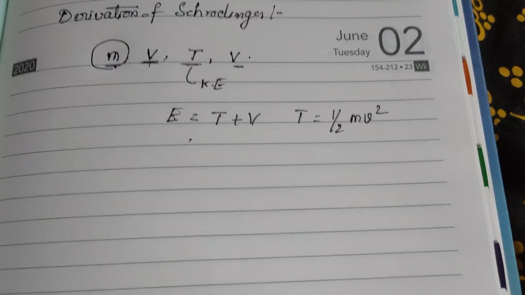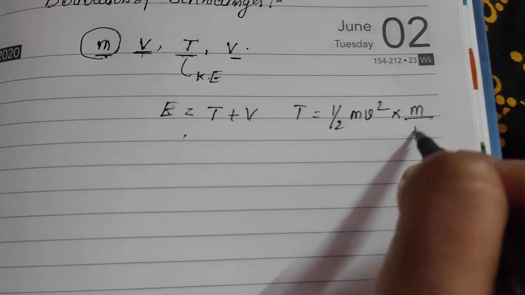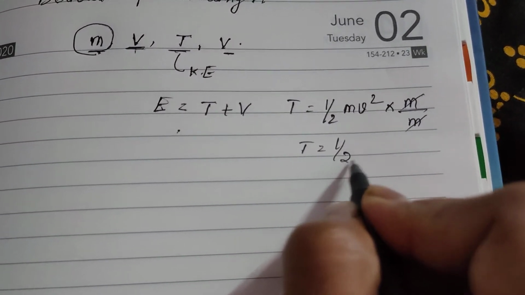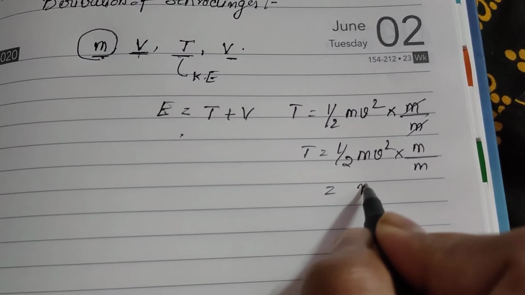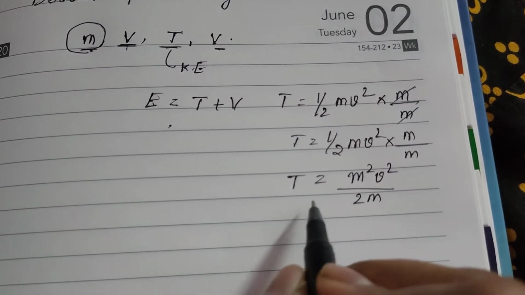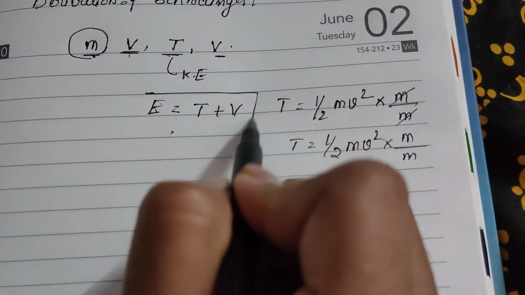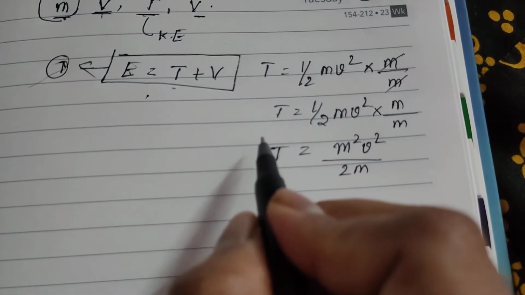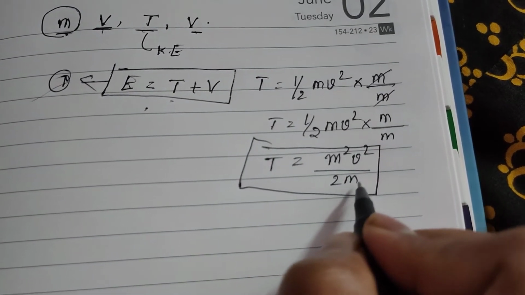If we multiply both numerator and denominator by the mass m, there will be no change. So mv square, multiplied in numerator and denominator, gives m square v square upon 2m. So T becomes m square v square upon 2m. Imagine this is equation 1: the total energy equals the kinetic energy plus the potential energy, where the kinetic energy T equals m square v square upon 2m.